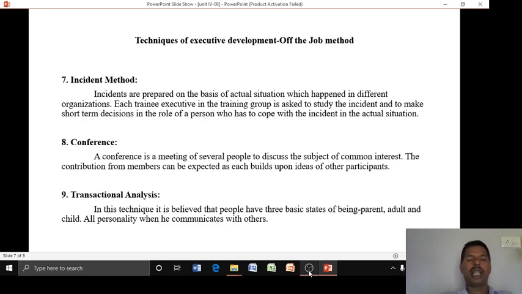Next, transactional analysis. In this technique, it is believed that people have three basic ego states of being: parent, adult, and child. Every personality shows these when he communicates with others. So, ego, superego, etc. That is parent, adult, and child. Child behavior is different, adult behavior is different, parent behavior is different. Right? That means ego level normally changes, and to inculcate such aspects in employees, the transactional analysis training method may be adopted.